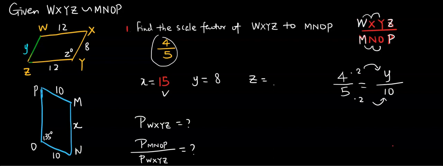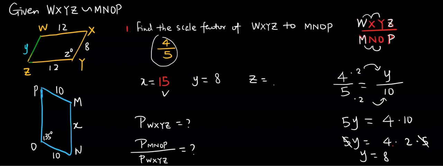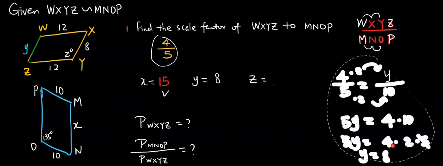Y is 8. Or we can say cross multiplication, 5 times Y equals 4 times 10. I'm going to simplify it. Or you don't have to simplify, you can just do 40 divided by 5. I'm offering different ways for you to explore. So that's it. Two different ways, two different thoughts, and the same great answer.